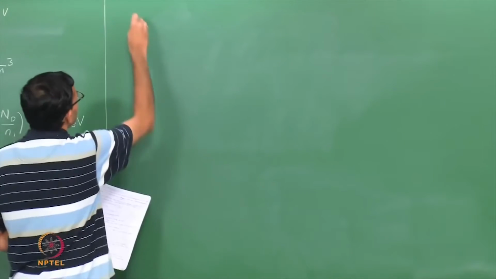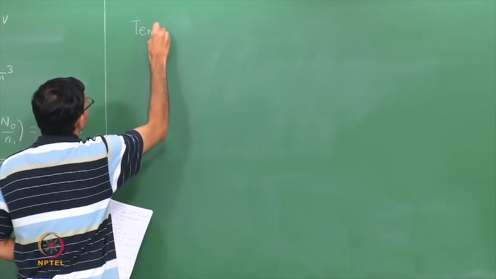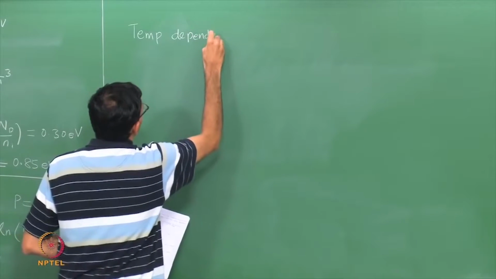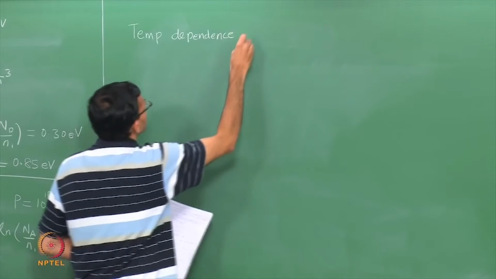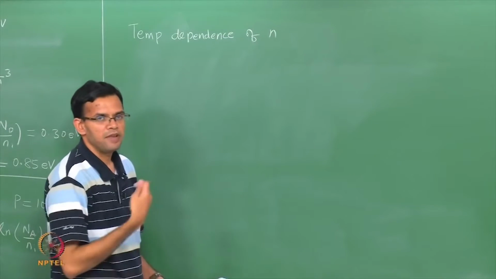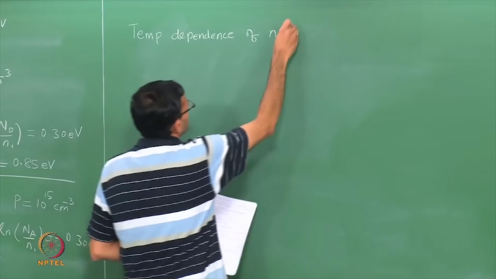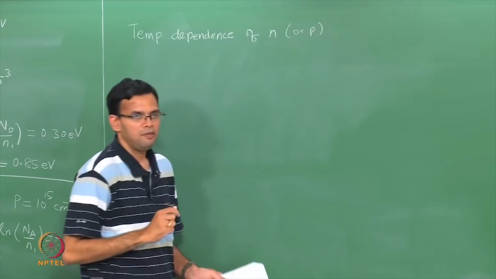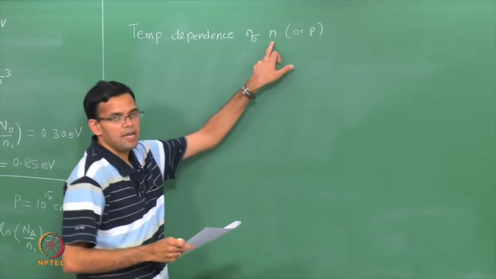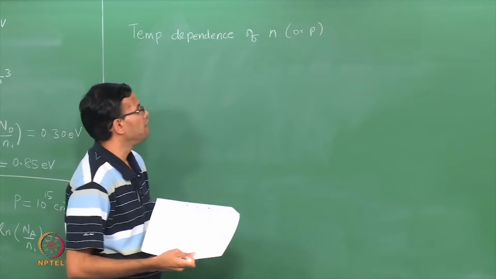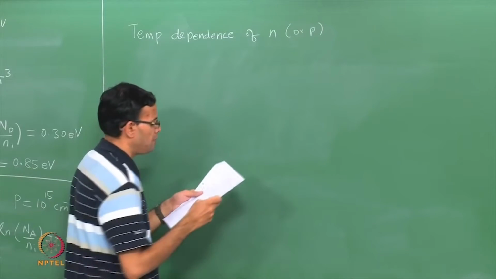So, we want to look at the temperature dependence of the majority carrier concentration. So, it is a temperature dependence of N if it is an N type, or P if it is a P type. For simplicity, we are only going to look at the N type case, but whatever arguments we use for that, we can use the same for the P type semiconductor.